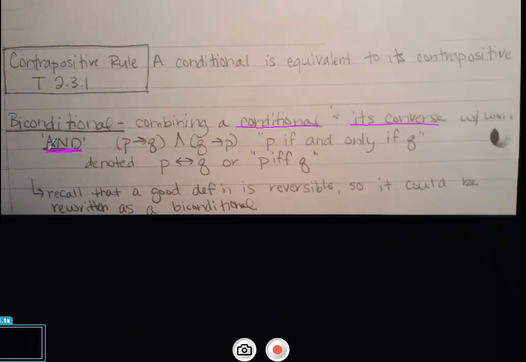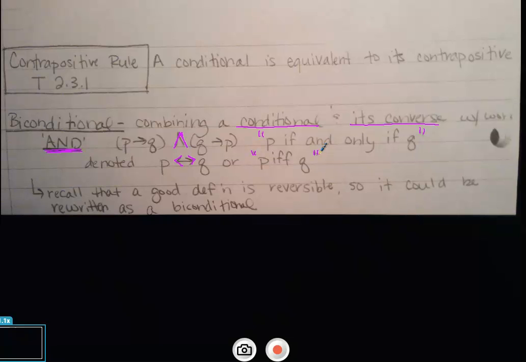All right, so for the conditional, we have if P, then Q. We're combining it with, and if Q, then P. So really what we're saying is P if and only if Q. And we denote that as, what's different about this symbol that you see here? It has two arrows, an arrow going both directions. Or you might see it this way, P iff Q. So P if and only if Q.